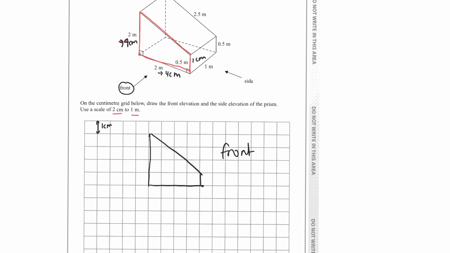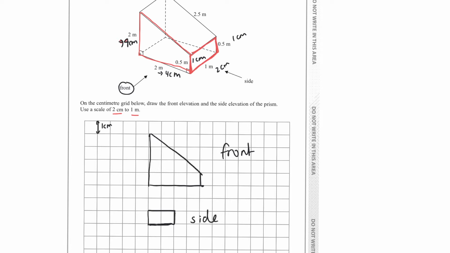And then for the side, the view is this part here. So again, unit conversion. This would be 2 centimeters, and this would be 1 centimeter. So then 2 centimeters, 1 centimeter. So then this would be our side. And that's basically that question.